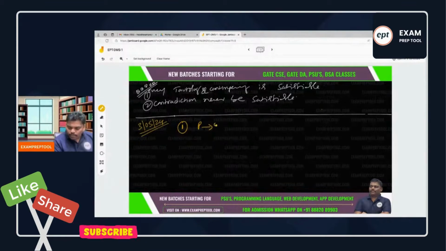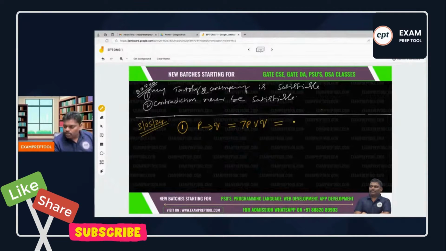P implies Q means Q is equal to negation P OR Q, which is equal to, as you know, negation Q implies negation P. First do the inverse, then do the converse. Right? Fine. Everyone knows this.